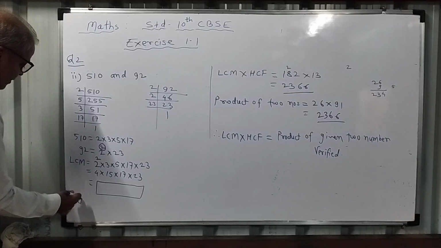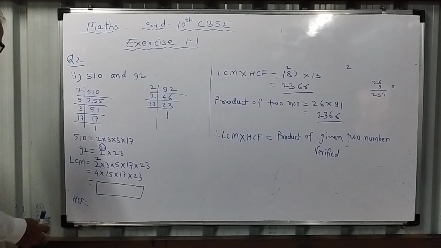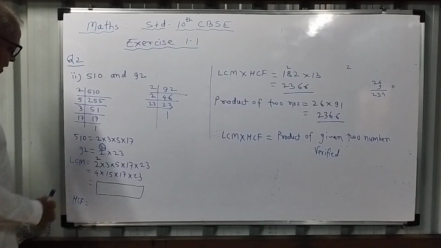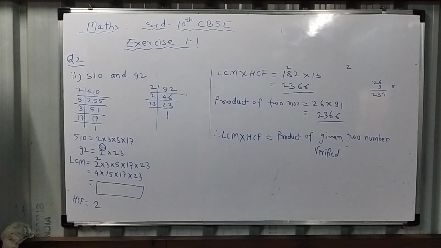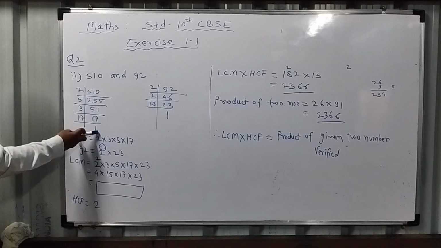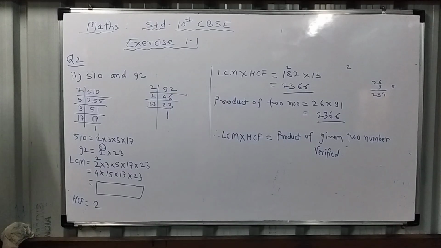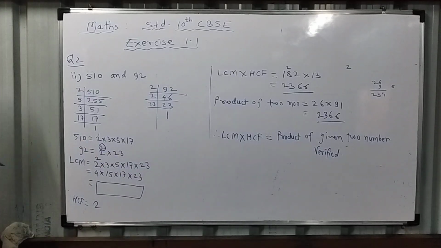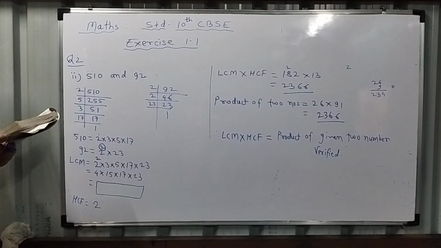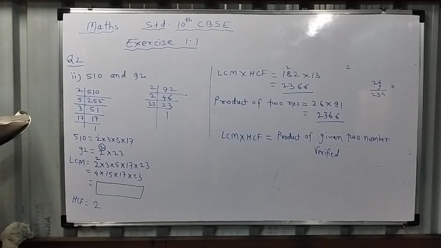Now HCF, all common factors. What are the common factors? Only 2 is the common factor. So 2 is the HCF with least power. 2 raised to 2 is the highest power, 2 raised to 1 is the least, so HCF is 2 and LCM is whatever the product is. Now you can verify the relation LCM into HCF is equal to the product of the two given numbers. So you can verify this. We will see question number 3 in the next period. Till then, bye bye. Thank you.